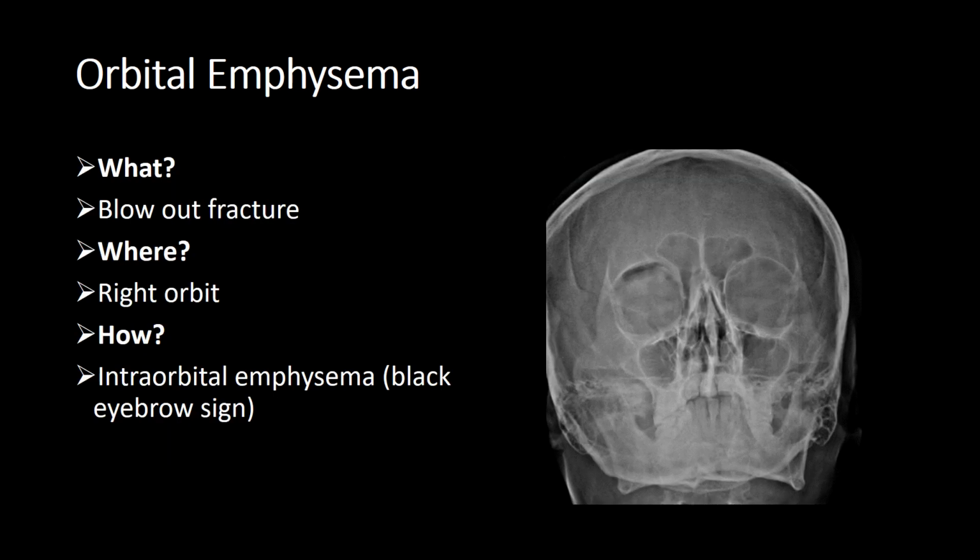So what is it? It's a blowout fracture. Where? Right orbit. How? Infraorbital emphysema, black eyebrow sign.